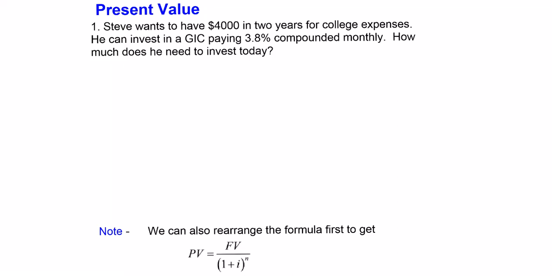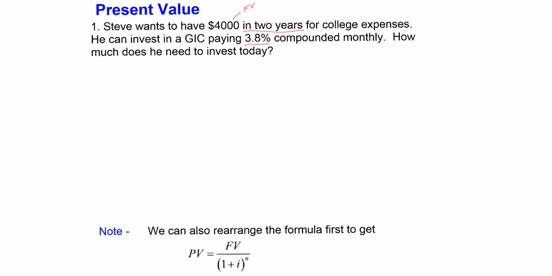Today we're working on present value, and here's the first problem, and we'll go through it and identify certain parts. Now, Steve wants to have $4,000 in 2 years for college expenses. Anything that we want to have in the future, we're going to call the future value, or the amount, just like yesterday. Now, because it says it's in 2 years, that's why this problem is considered a future value. He can invest in a GIC at 3.8%.